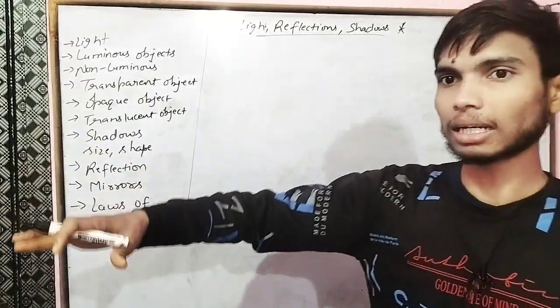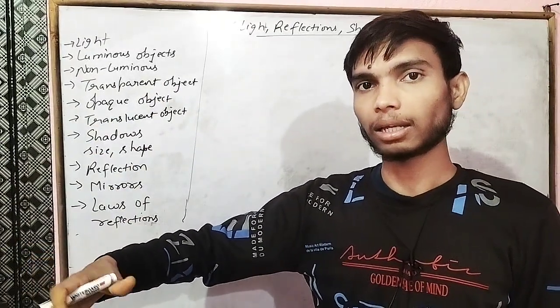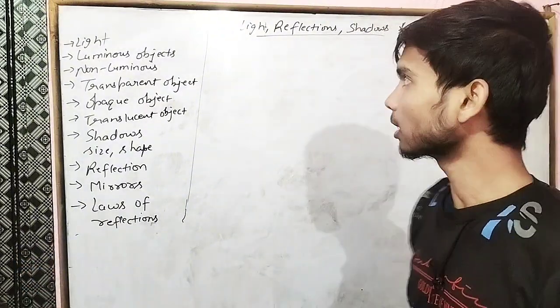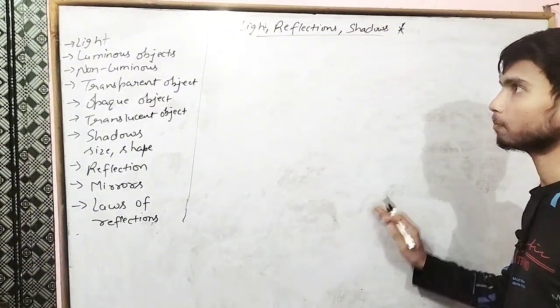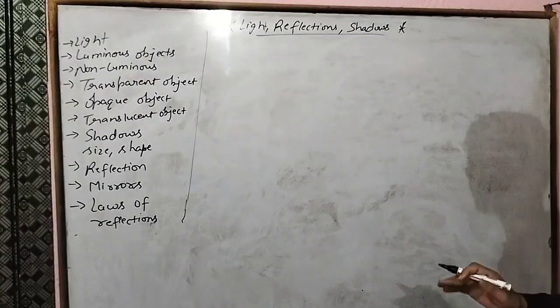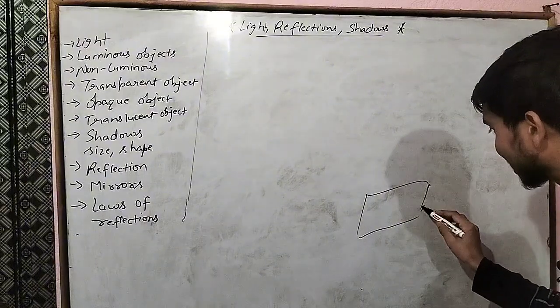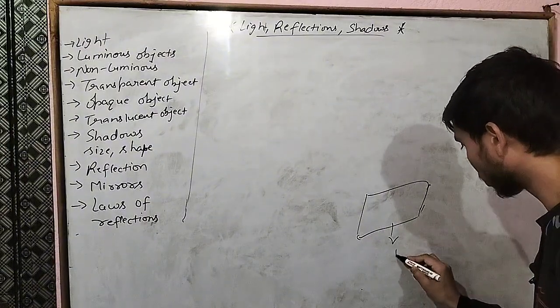Clear? So light helps us to see the objects. Clear? Through an example, let's understand. This is a book. Got it? This is a book.